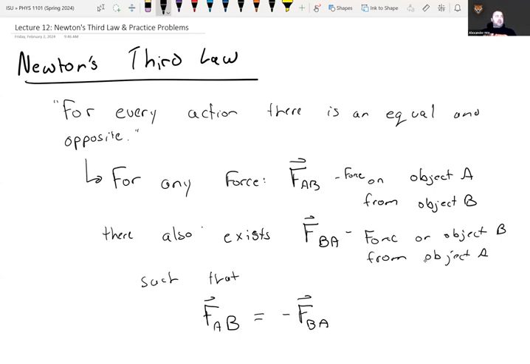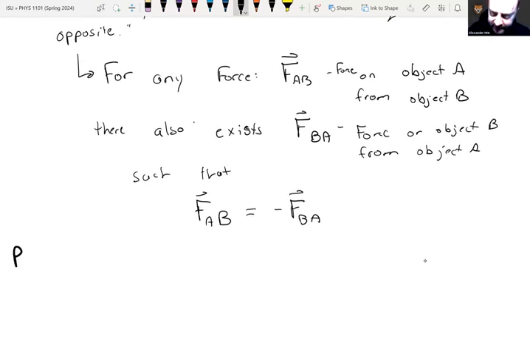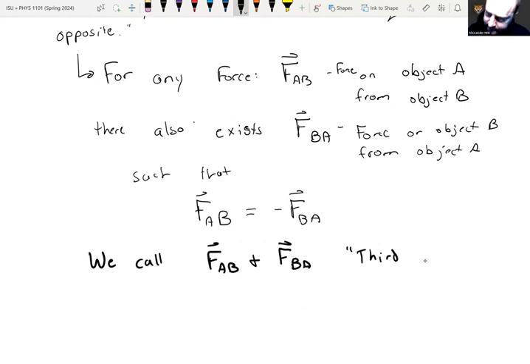Now, this can come up, and it can be kind of confusing how this works. So I want to just give you a couple of notes. There are two big points about the third law. Before I do this, I'm going to put this in bold. We call F AB and F BA third law pairs. Okay. So these are third law pair forces. Now, there are a couple of things to note about them.